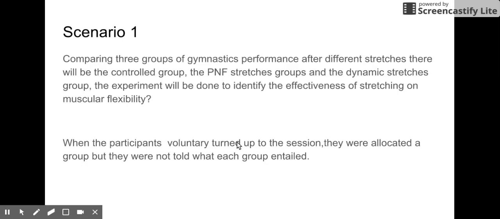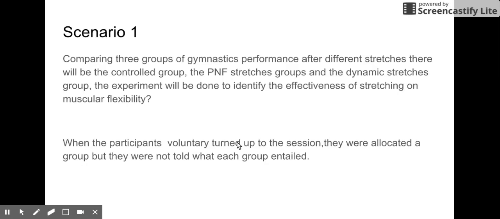What was wrong? Deception was used by omission, so they were not told all of the information about the different stretches or what the actual session entailed. All they knew was about stretches. For example, PNF stretches involve someone touching the participants, which they need to know, or they need to get consent from their parents, because it's quite a big thing if they're young girls and there's a male coach trying to help them stretch. So it can cause quite legal issues as well. So deception was used, which is really bad.